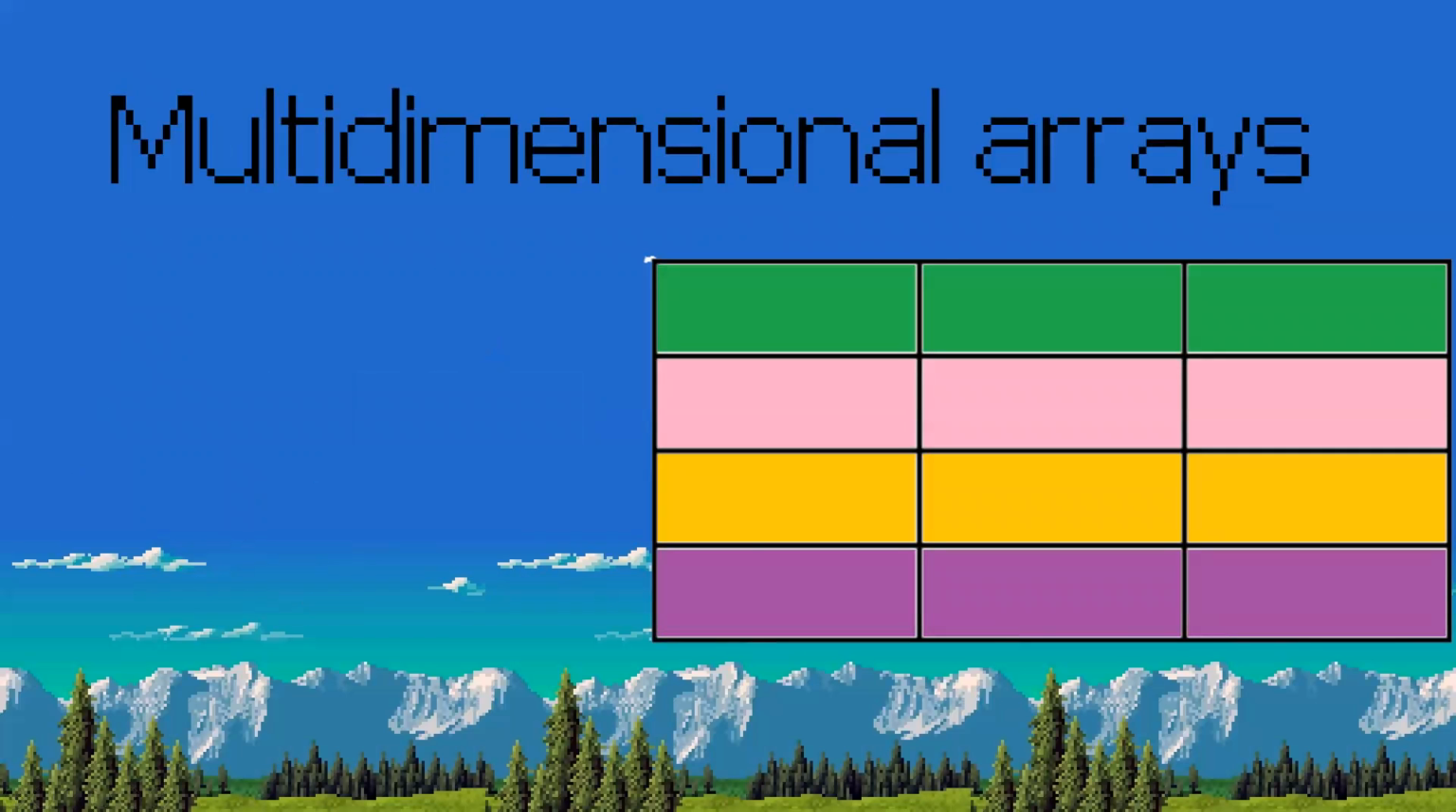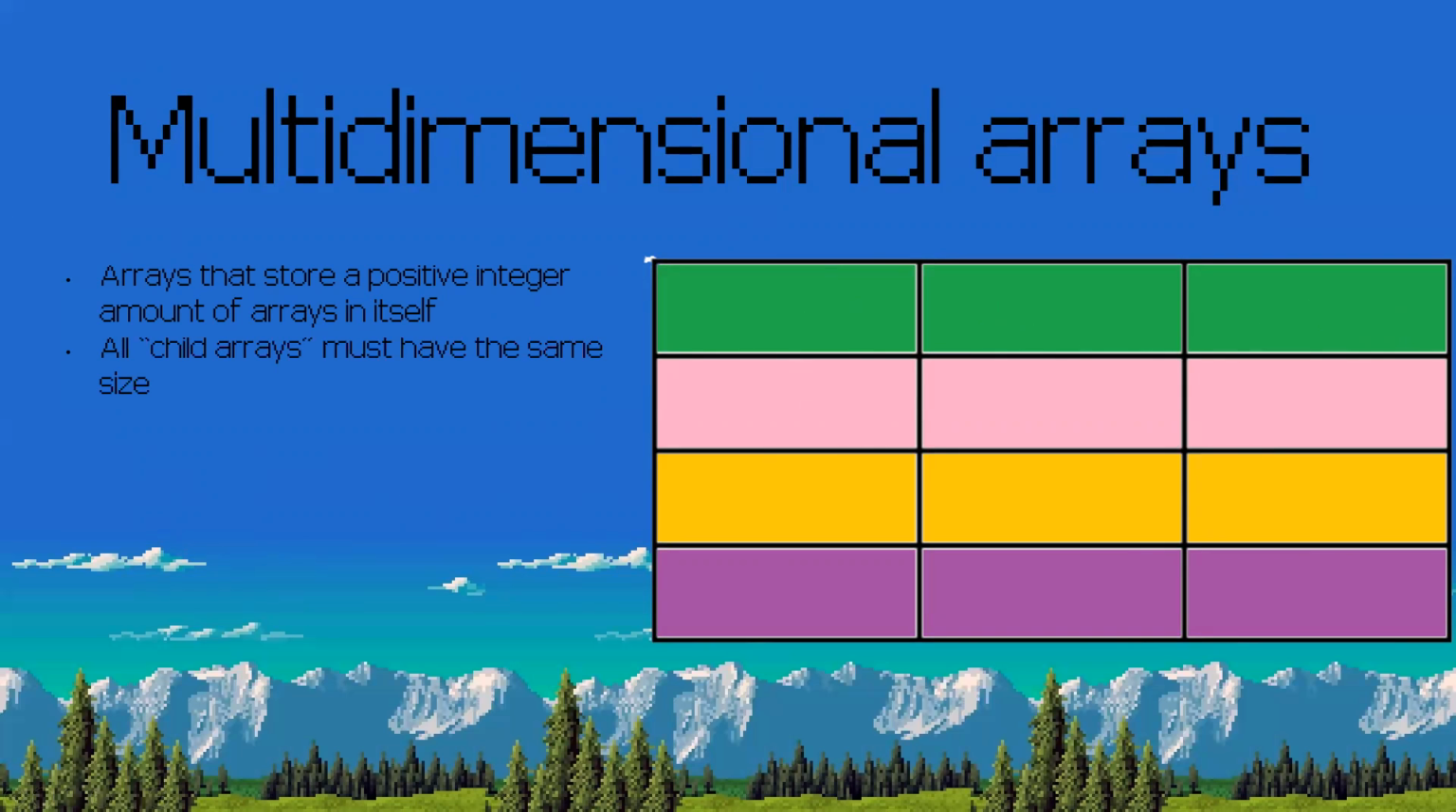Multidimensional arrays are arrays that store a positive integer amount of arrays in themselves. So here's a little special array. It's an array that stores arrays inside of it. So arrays can be used as elements too. But it comes with a catch. All child arrays must have the same size.